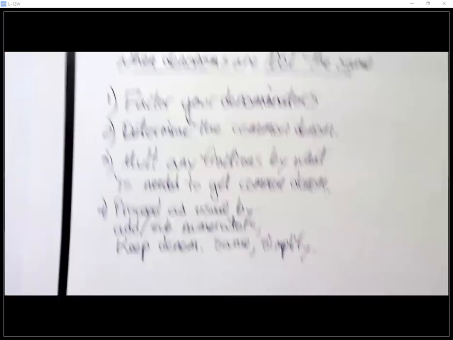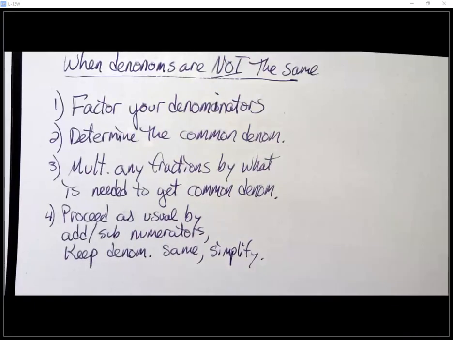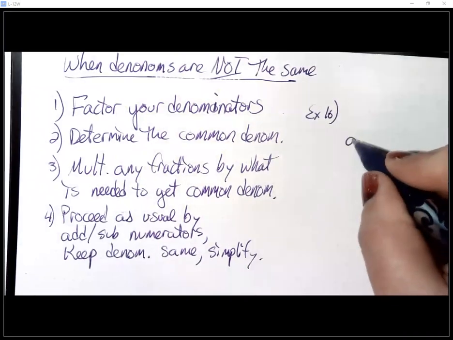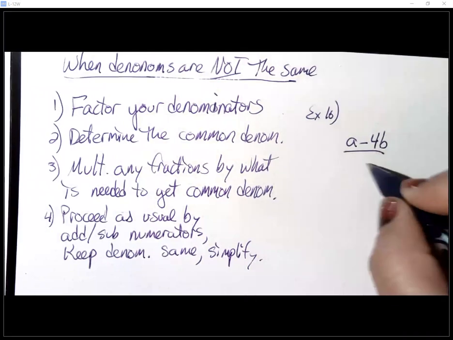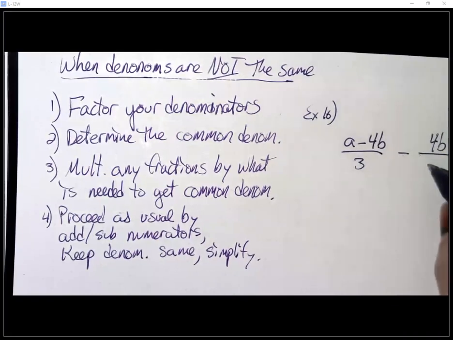So a little bit more involved when we don't have common denominators, but we're going to start off easy and then we'll work our way up to some tougher ones. Let me find a good first one to try. Oh, okay. Let's start off real easy with something like 16. So 16 looks like this: a minus 4b over 3 minus 4b over 3a cubed.